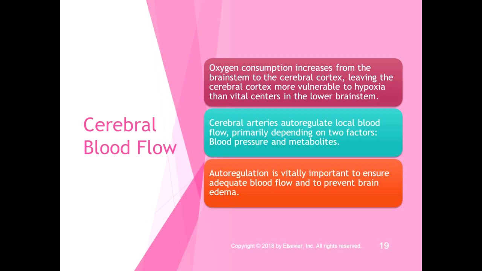So oxygen consumption increases from the brainstem to the cerebral cortex. Makes sense, right? The cerebral cortex needs a lot of oxygen. So the cortex is more vulnerable to hypoxia than the vital centers in the lower brainstem. The cerebral arteries autoregulate local blood flow, primarily depending on blood pressure and metabolites. So the autoregulation is vitally important to ensure adequate blood flow and prevent brain edema. It doesn't matter if you're standing on your head, your cerebral arteries are still regulating blood flow. You're not getting any more blood to your brain because we want to make sure that the blood flow is adequate but not too much.